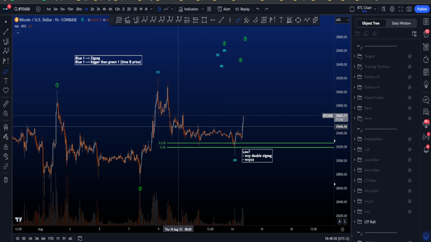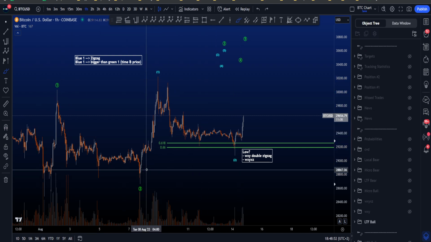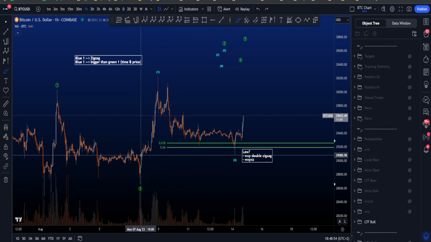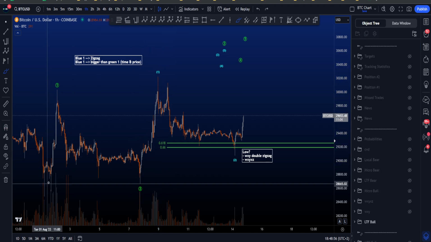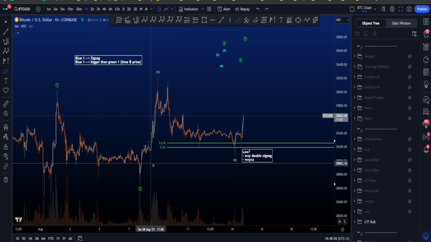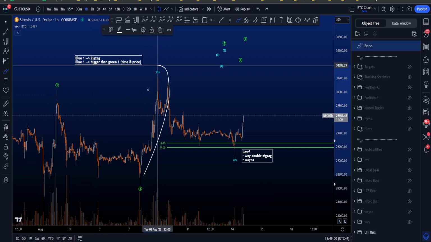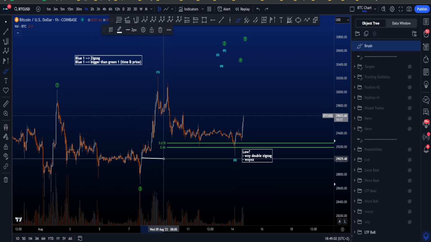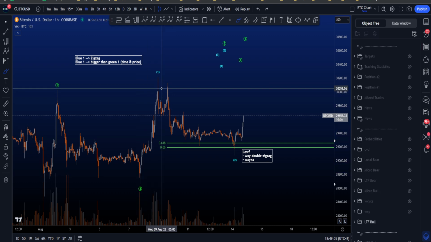Now what you usually want to see in a double 1-2 scenario is that the second wave 1 is shorter in time and in price compared to the first wave 1. But what you can clearly see is that the second wave 1 is longer in time and also longer in price, which lowers the probability of this bullish scenario.